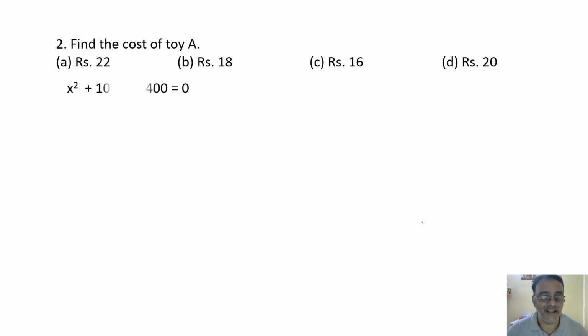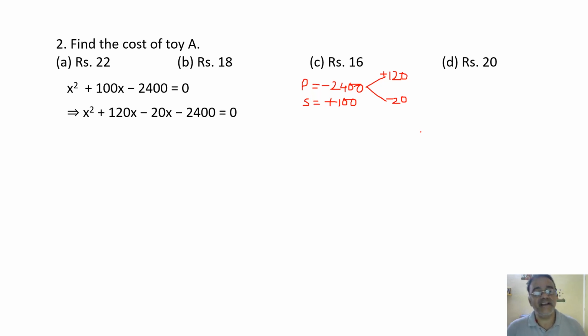So we have to solve that quadratic equation, right? Now the product here is minus 2400, right? And what is the sum? Plus 100. So 2400, we have to find the two factors of 2400 क्योंकि negative है, such that their difference is 100. 120, 20. Very good. 120 and 20. So we have to put the sign of the sum to the greater number, and the other number will have the opposite sign. So we are going to split it as plus 120x minus 20x.